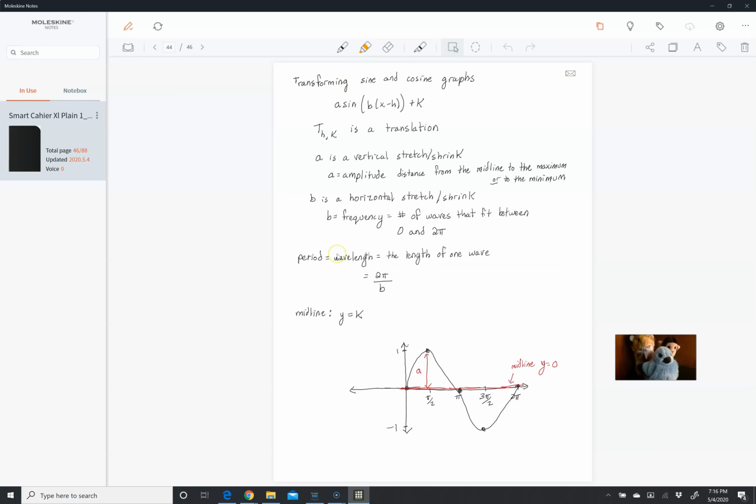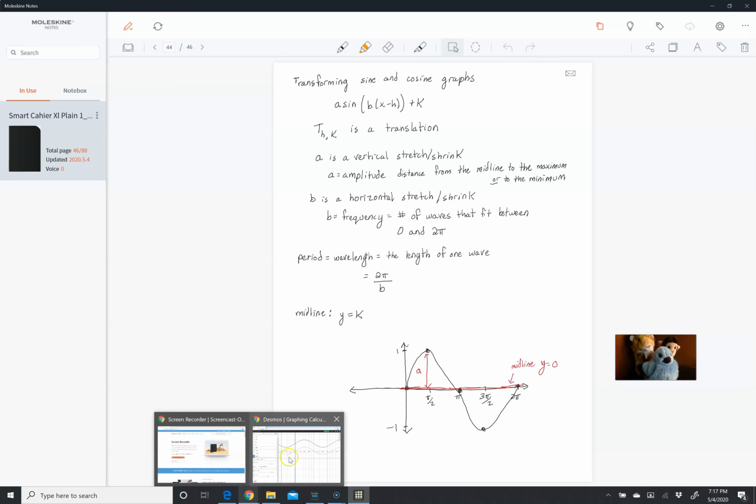A vertical shrink, which is where the amplitude decreases, we're going to be dividing. So we're multiplying by a number less than 1. So the amplitude is smaller than 1, okay? It gets smaller. When it gets bigger, okay, when the amplitude gets larger, then it's a vertical stretch. So we're multiplying by a number bigger than 1.